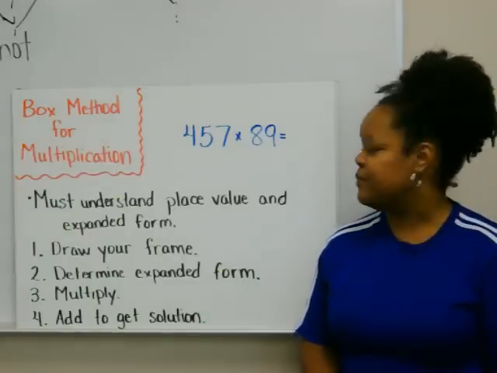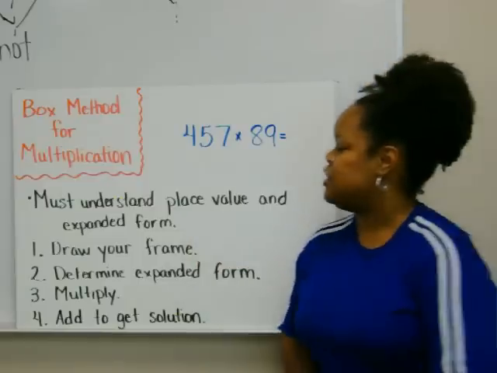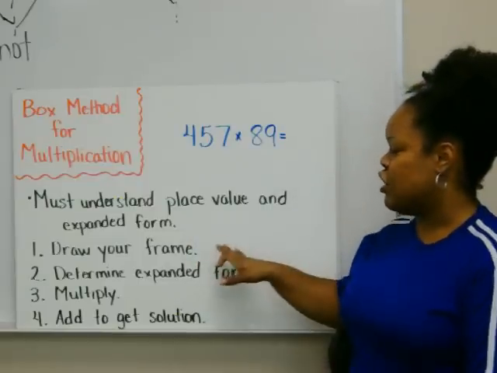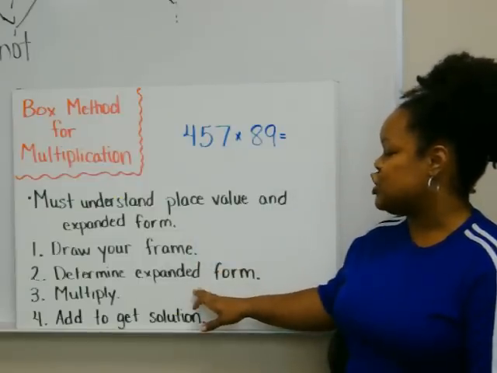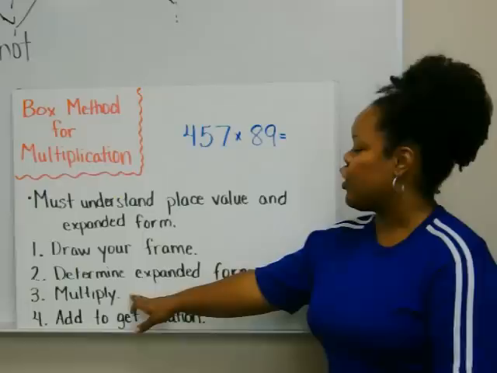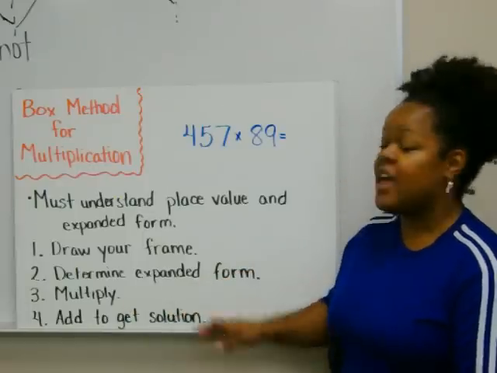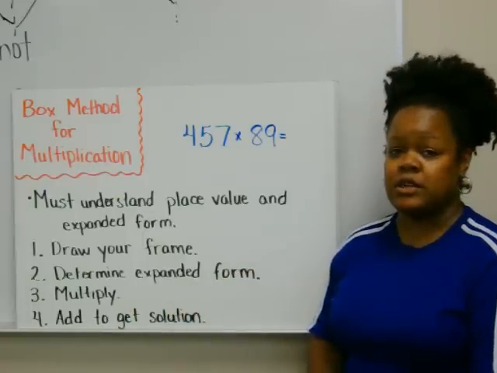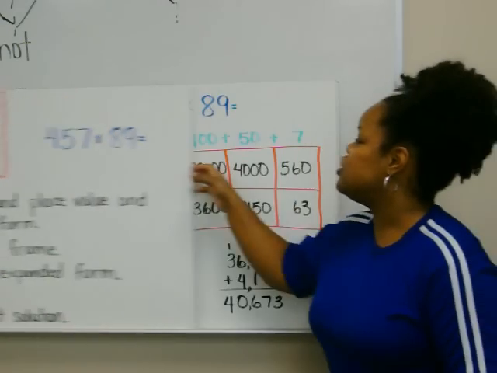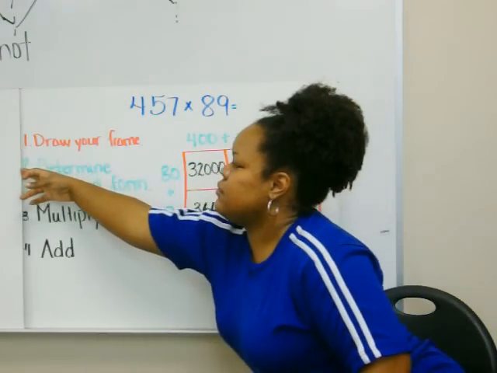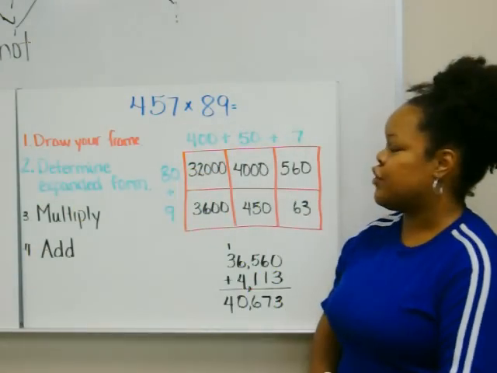Let's get started. Step by step, to use the box method, first you need to draw your frame. Second, determine the expanded form. Third, multiply. And fourth, add your numbers to get the solution. So let's try this together. Step 1, draw your frame.